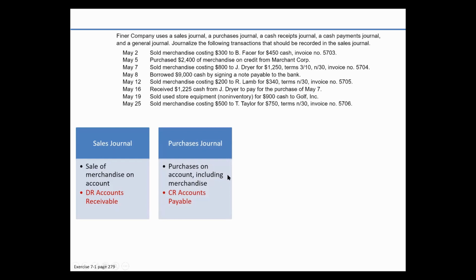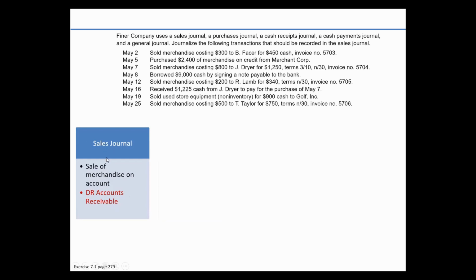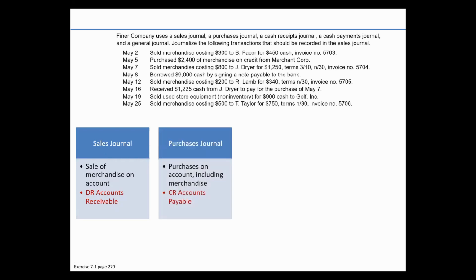Okay, so let me just say that again before we move on. So we use the sales journal to record those transactions where we have a sale of merchandise on account, meaning that we've not collected the cash yet, but we expect to. So we would have a debit to accounts receivable and then a credit to sales. Then we use the purchases journal when we purchase on account, including merchandise. So we make any kind of purchase on account, we would use the purchases journal.